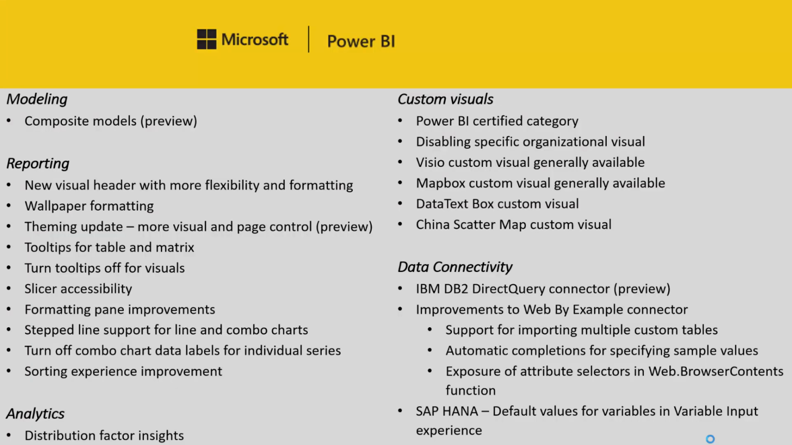Under data connectivity, we have updates for 3 different connectors this month. First of which is the IBM DB2 connector. We have added DirectQuery support for this connector. This is a preview feature, so you're going to have to go and enable it in the options dialog. But once you do, and you select the IBM DB2 database connector under Get Data, you'll see an option for DirectQuery right next to the import option you're already used to.